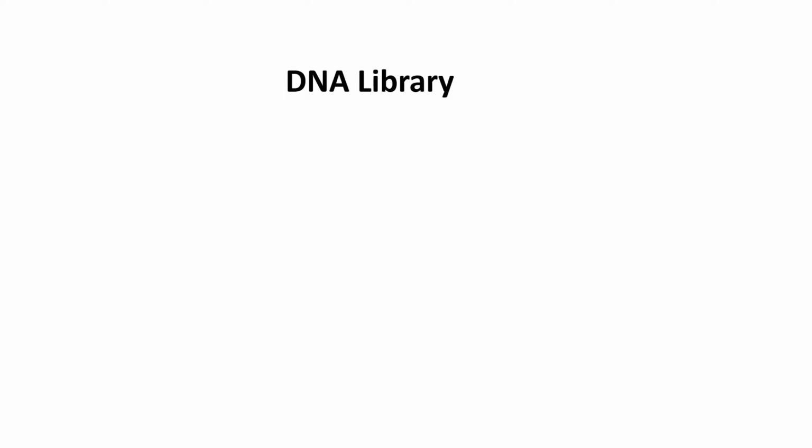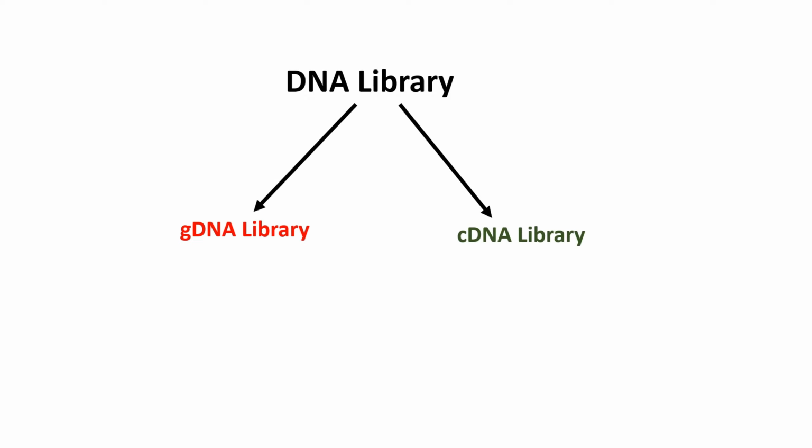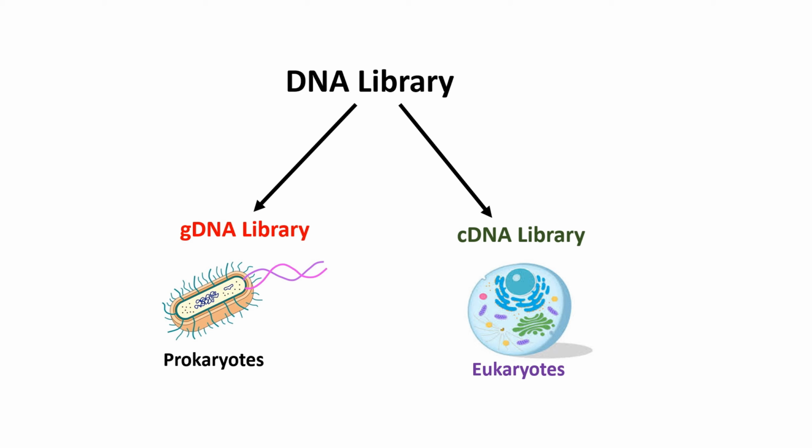In my previous video on DNA library construction, I explained that DNA libraries can be grouped into genomic DNA libraries and complementary DNA libraries. Genomic DNA libraries are ideal for prokaryotic organisms, because they have a relatively smaller genome size and they lack intronic sequences as well. On the other hand, complementary DNA libraries work best for eukaryotic organisms, because eukaryotic organisms have a larger genome size and they also have introns in their genome.